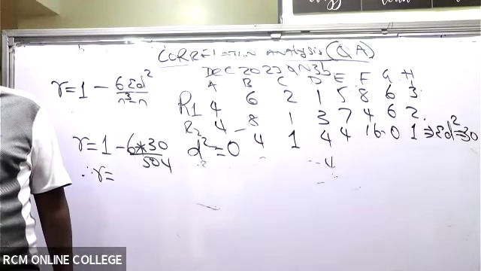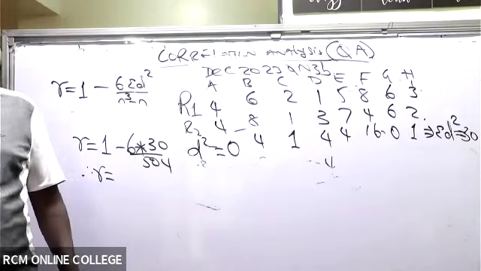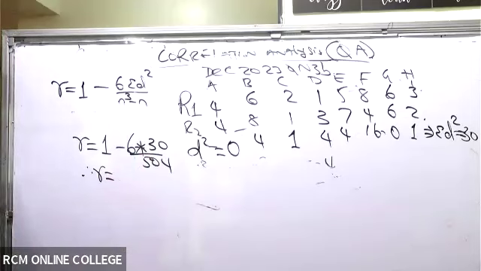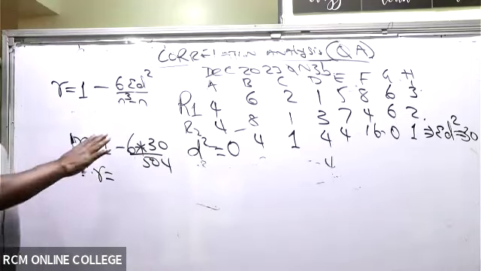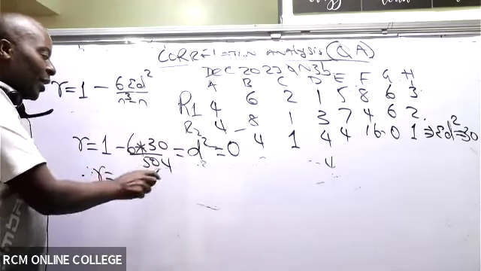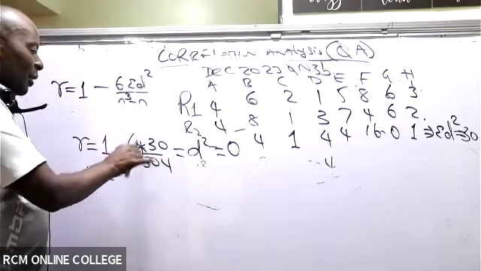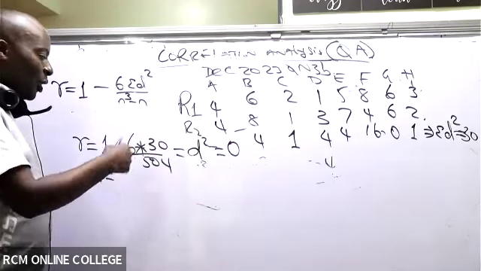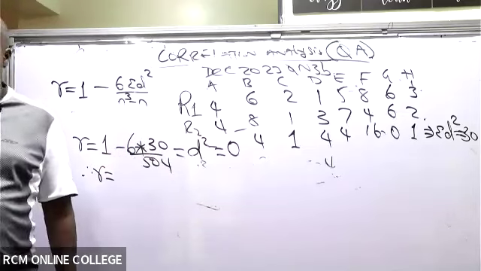In your calculator, just one figure. You don't have to do them separately. So long as you enter 1 minus 6 times 30 divided by 504, without pressing equals anywhere, since equals is at the end. You simply enter 1 minus 6 times 30 divided by 504, and you give me the final answer.